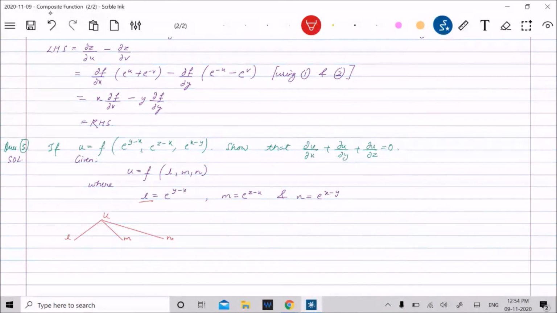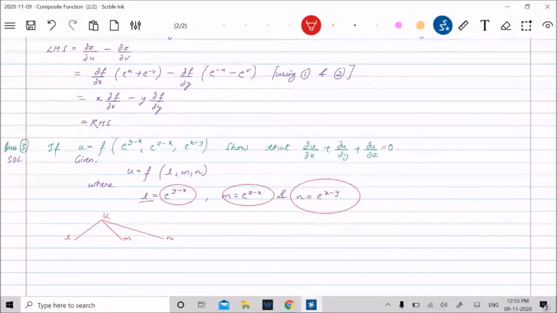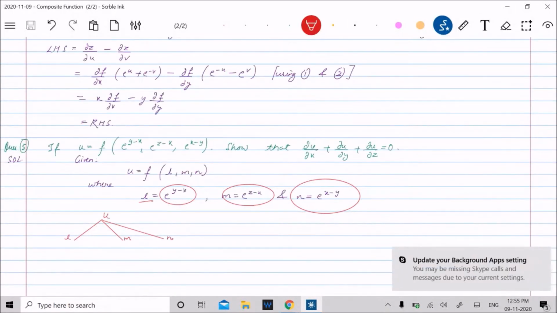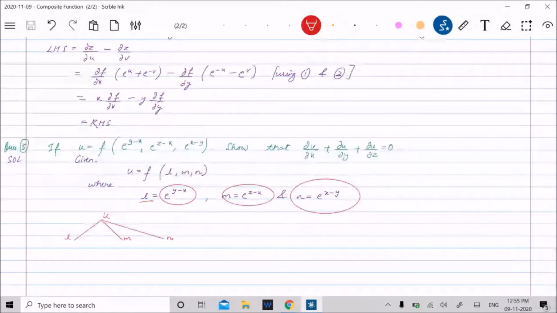L, if you see this particular one, you will say that sir, l is a function of x and y because z is not here. If you look at this relationship, you will say that m is a function of z and x because y is absent here. If you see this, you will say that n is a function of x and y, but z is not here. But considering them as functions of two variables only at a time will not solve your problem.